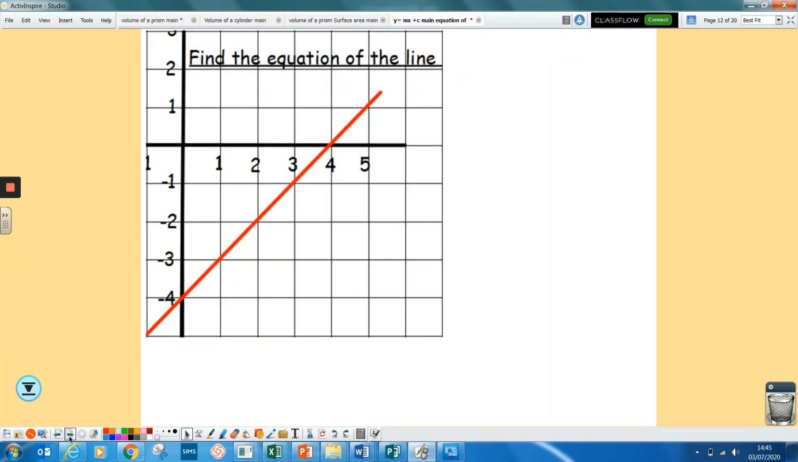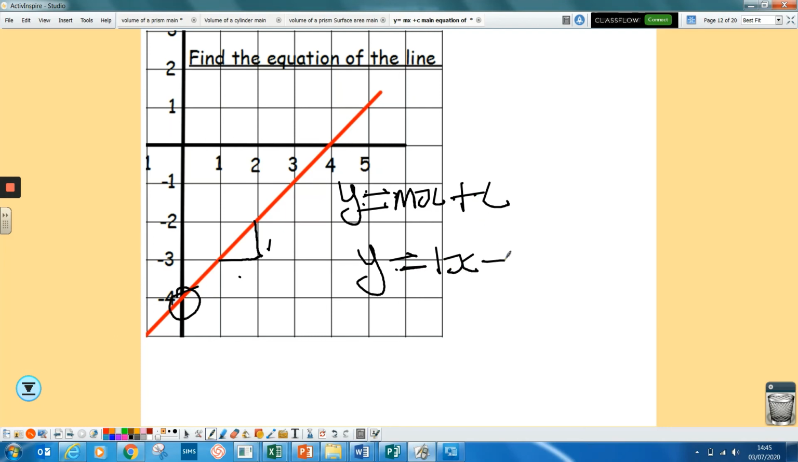Right, the last bit is just joining it all up together. So now we've got it on a coordinate grid again. Remember, it needs to be in that form of y equals mx plus c. So m being your gradient, so the gradient is just the same as what we've worked out. Put a triangle on, 1 on 1, so we'd have a gradient of 1, y equals 1x, or just x. And your plus c is where it goes through the y-intercept, there at minus 4. So y equals 1x minus 4.